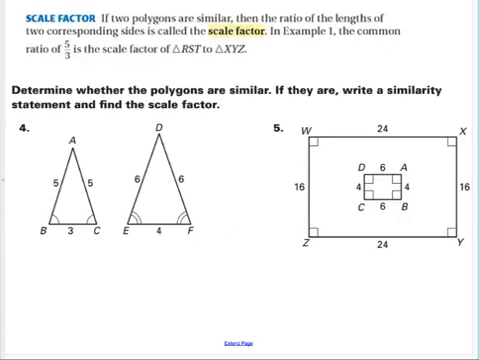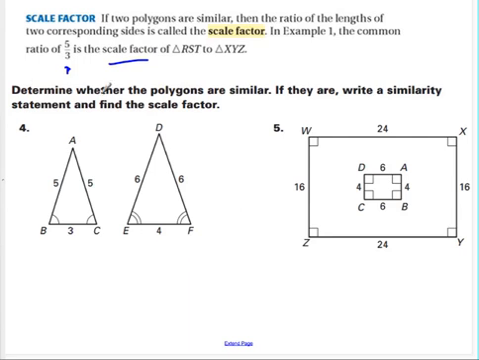Next, we're talking about scale factor. If two polygons are similar, then the ratio of the lengths of two corresponding sides is called the scale factor. In example 1, which we just did, the common ratio was 5/3, so that was the scale factor between those two shapes. And again, if two figures are similar, they're always going to have the same scale factor. So it's one way that we can check whether two figures are similar.